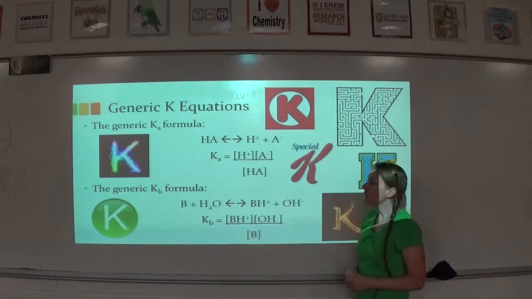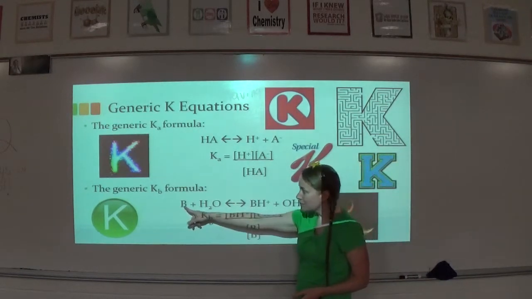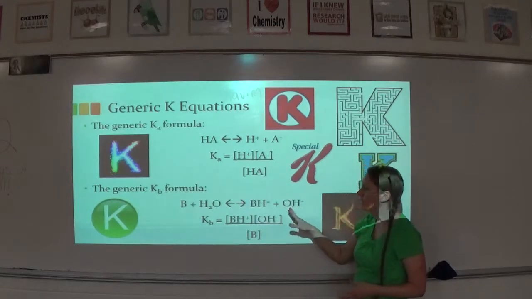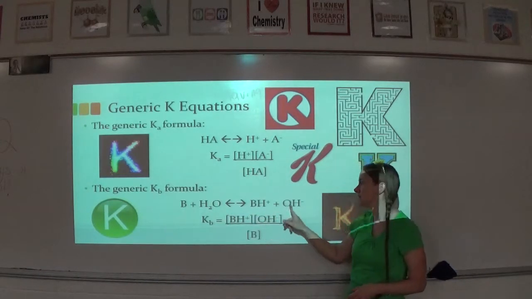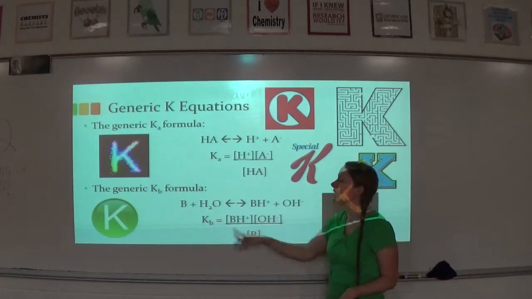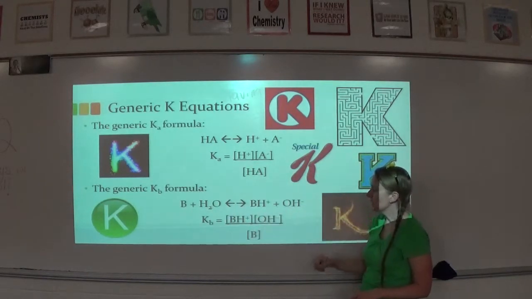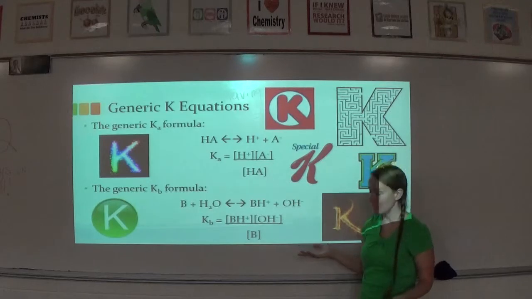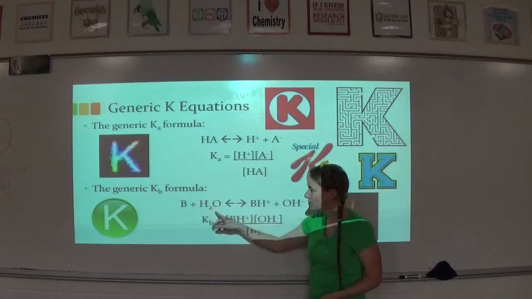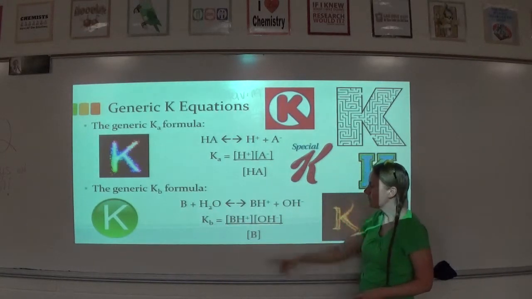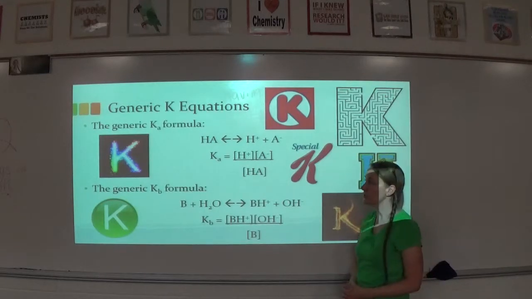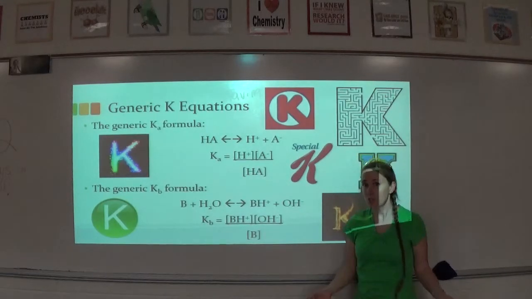So the generic formula for a base would be B for base, of course, and we add water. Now for a base, you kind of do need water in the formula, because otherwise where does the OH come from? So the base is going to gain one of the hydrogens from water and become BH plus, and then water will be left with OH minus. And so remember, we don't put water in, so it's BH plus times OH minus over the original concentration of the base. So how do we use these things?